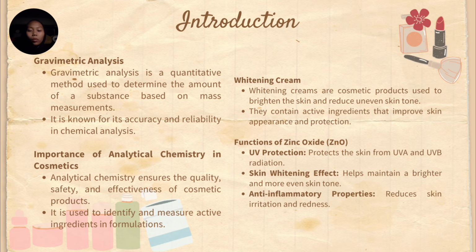Zinc oxide is one of the most common ingredients used in cosmetic products. Its first function is UV protection. It acts as a physical sunscreen by reflecting and scattering both UVA and UVB rays, helping to prevent sunburn and skin damage. Secondly, zinc oxide supports skin whitening by protecting the skin from UV exposure, which is one of the main causes of pigmentation and dark spots. Also, zinc oxide does not directly bleach the skin. It helps maintain a brighter and more even skin tone over time.